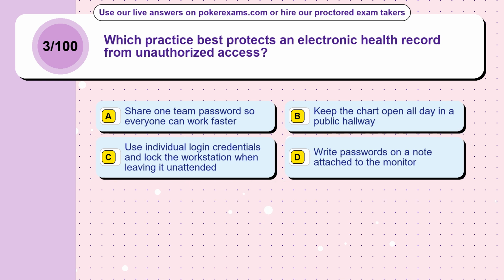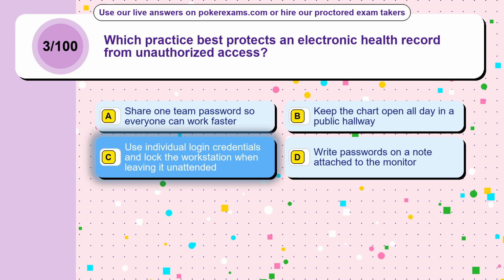Question 3. Which practice best protects an electronic health record from unauthorized access? Option A. Share one-team passwords so everyone can work faster. Option B. Keep the chart open all day in a public hallway. Option C. Use individual login credentials and lock the workstation when leaving it unattended. Option D. Write passwords on a note attached to the monitor. The correct answer is option C.